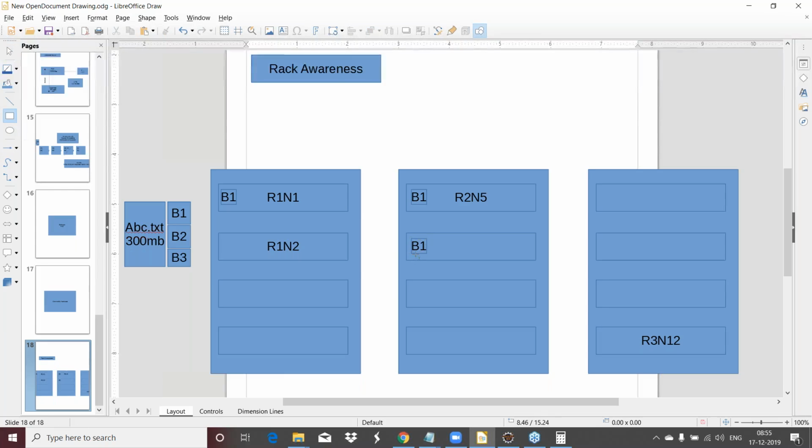Now, if I talk about B2, let me say the first copy is available here. Can you please tell me where the second copy will go?